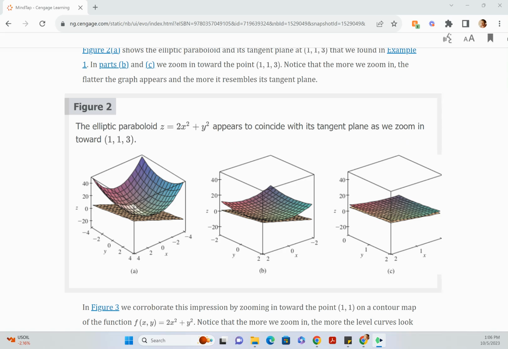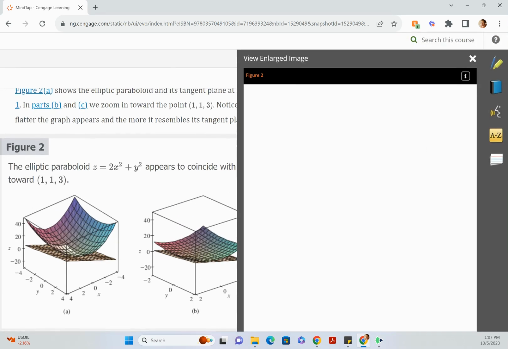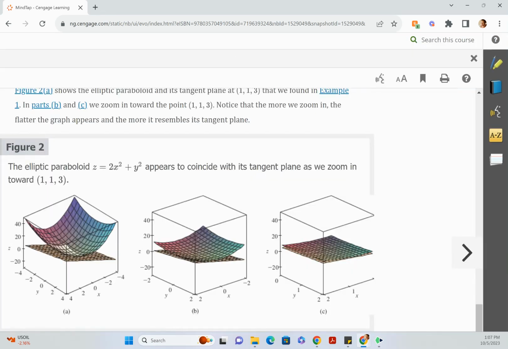If we go to the third image, that's where they've done the most zooming in. Now x and y are going from 0 to 2, and remember, we're focused on the point (1, 1, 3). With this window from 0 to 2 for x and y, 1 is right in the middle, so the point is right there in the middle of the surface. But notice that the surface itself is almost flat. We've zoomed in so far that the surface is starting to look like a plane.